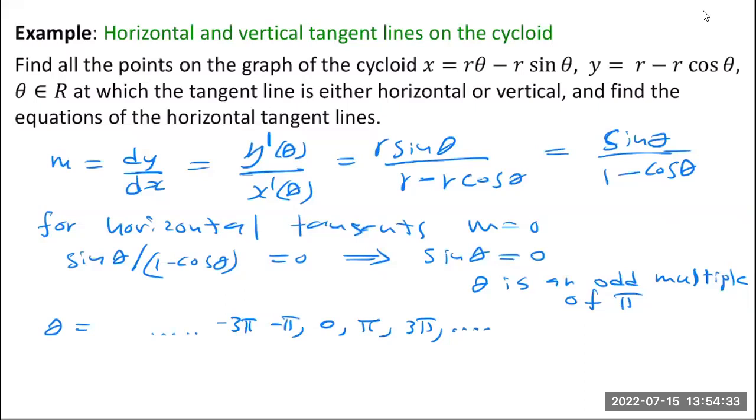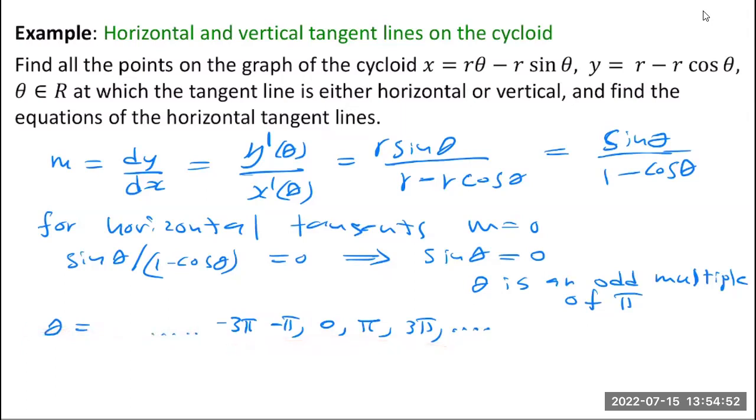In other words, you get horizontal tangents at these points: minus 3 pi, minus pi, 0, pi, 3 pi, dot dot dot. This dot dot dot means you continue with odd numbers. Here also this dot dot dot means you have minus 5 pi, minus 7 pi, so on and so forth. Okay, so at these points you have horizontal tangents.